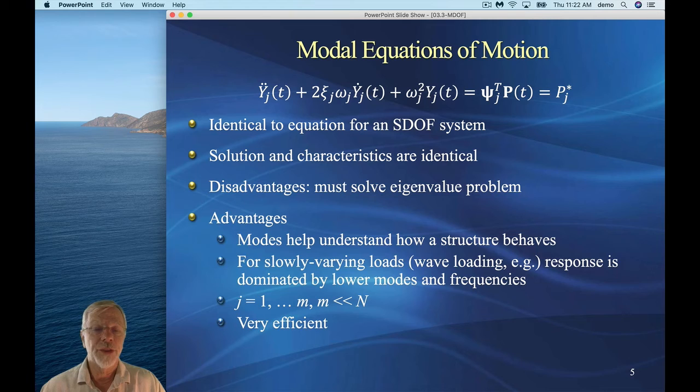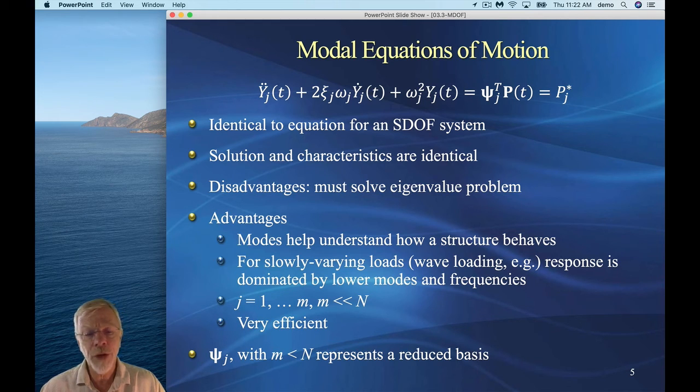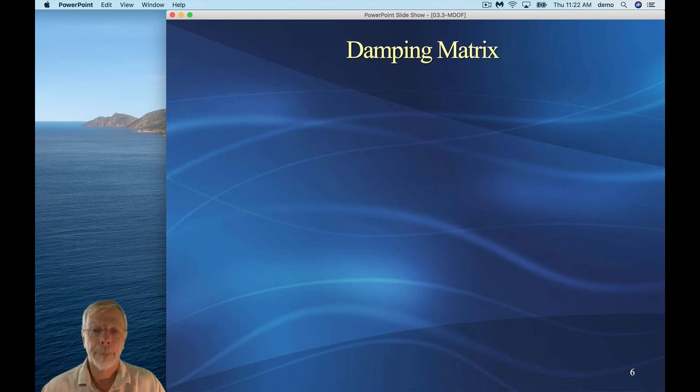Now, it's not going to be efficient for systems with quickly varying loads. So for blast and collision and those sorts of problems, we're probably going to have to solve the multi-degree of freedom problem directly. Now, when we follow this approach with m less than n, we say that we're working with a reduced basis. So psi j forms a reduced basis.